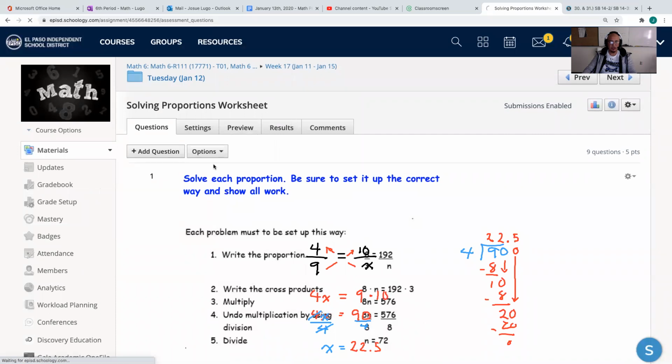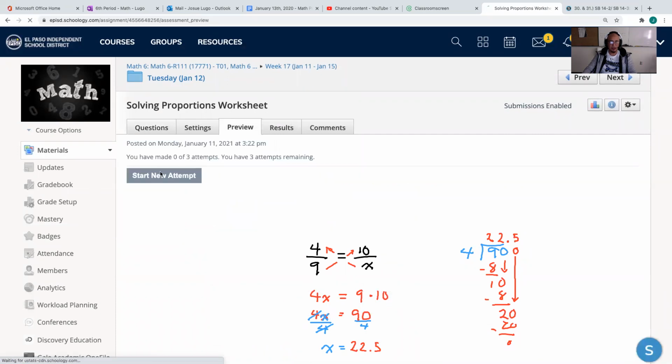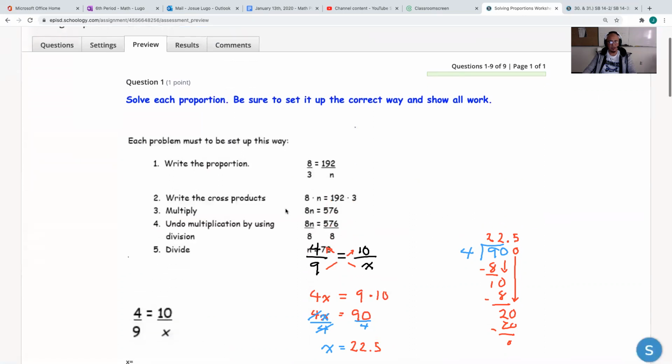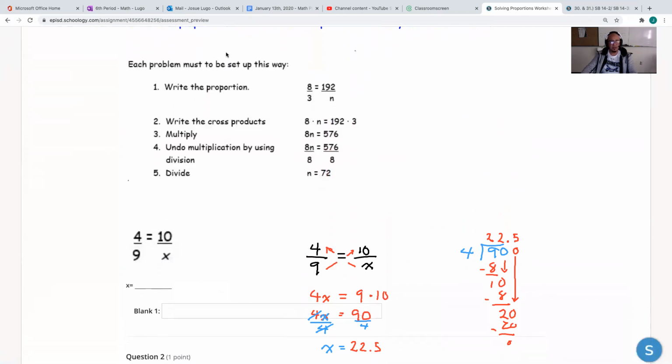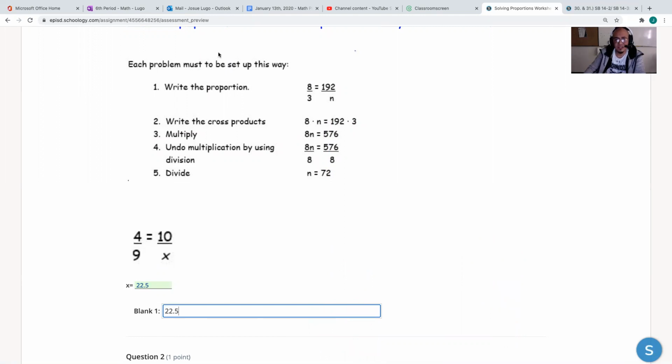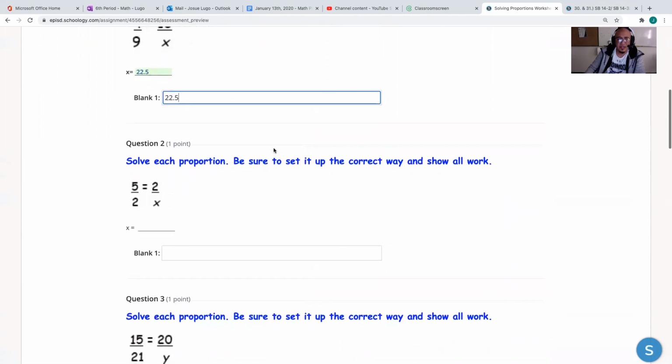Actually, let me show you the view that you would be looking at. There you go. So you would type in 22 and 5/10. All right, there you go. As simple as that. Let's do another one, just like this. Let's go ahead and do number 2 together.